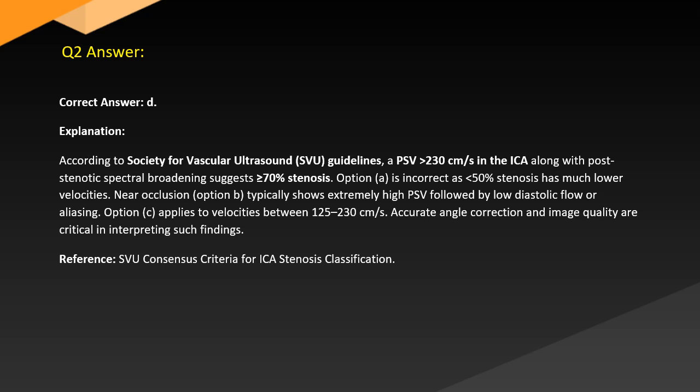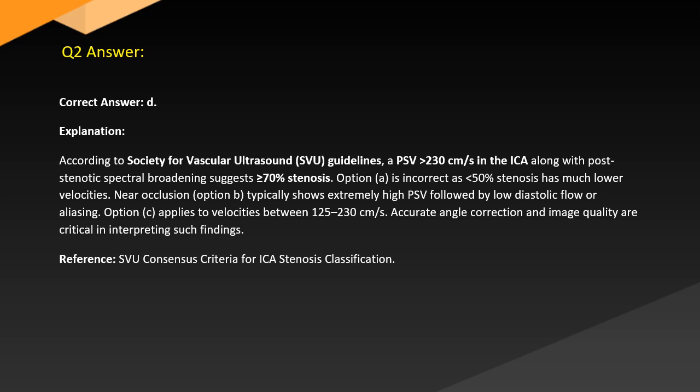Answer. Correct answer: D. Explanation. According to Society for Vascular Ultrasound SVU guidelines, a PSV of 230 centimeters per second or more in the ICA along with post-stenotic spectral broadening suggests 70% stenosis. Option A is incorrect, as 50% stenosis has much lower velocities.